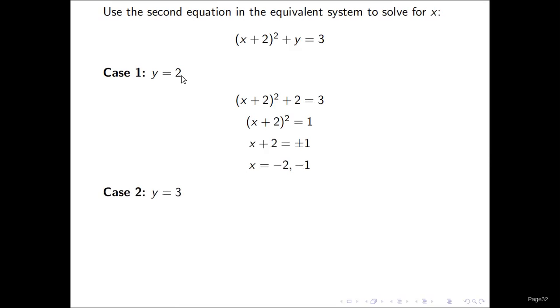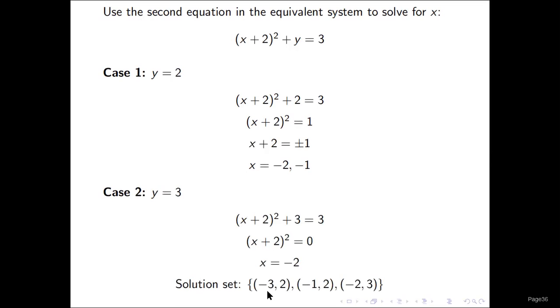So case 2, y equals 3, again plug in here. So we have this, 3 cancels out. So we have 0. So we get x equals negative 2 as the only solution for x. For y equals 3, thus we have (-2, 3). And so again, we have 3 solutions for the system. Okay, (-3, 2), (-1, 2), (-2, 3).